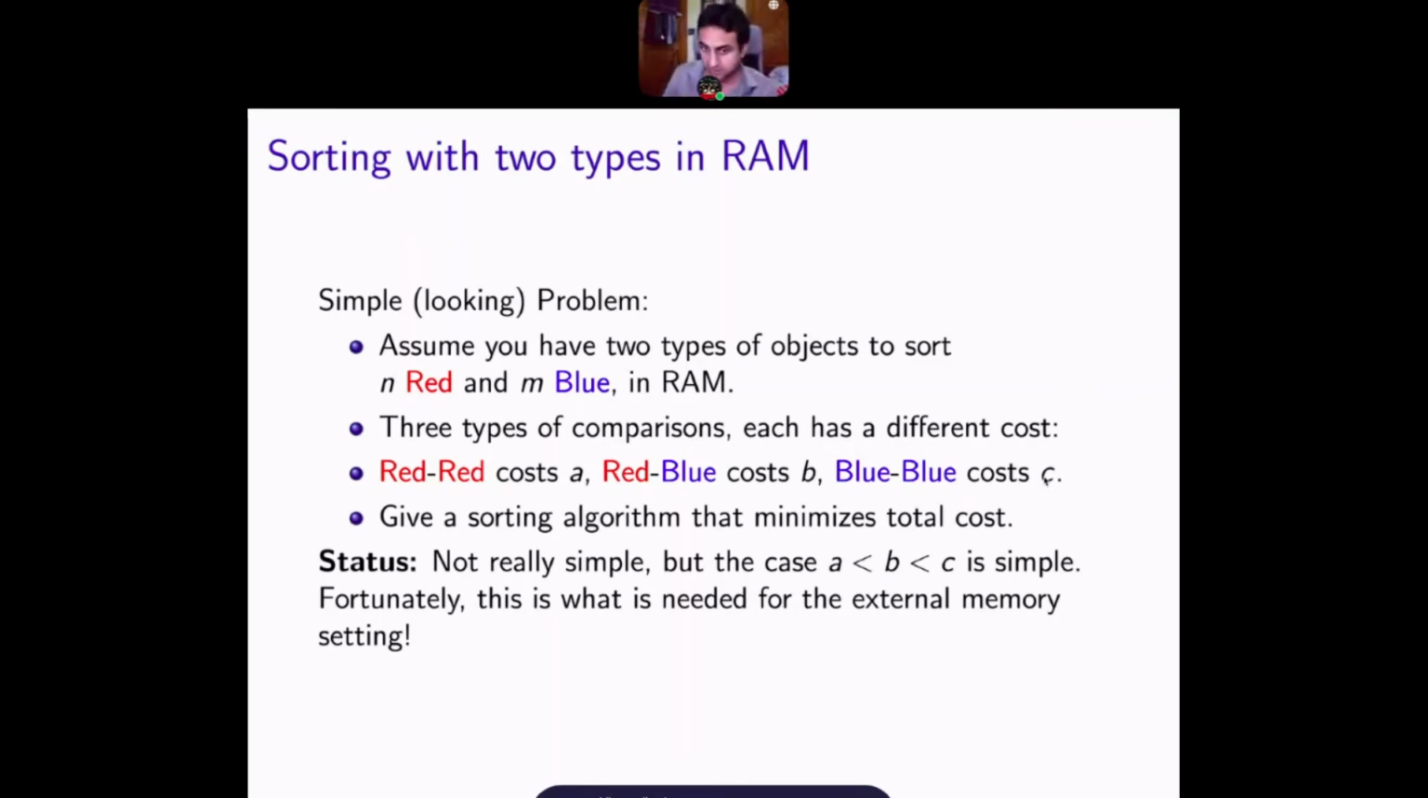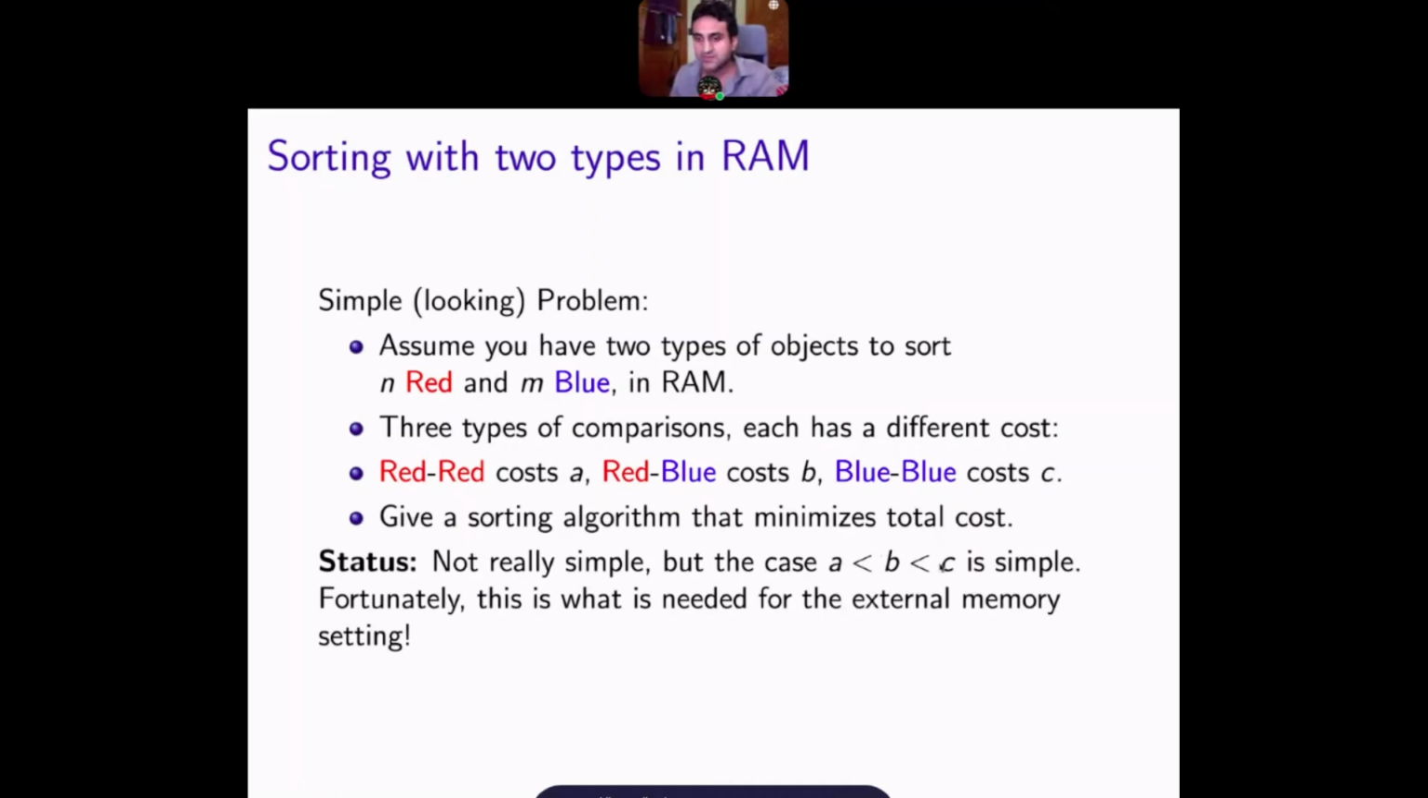So I'll show in a moment how, for general values of A, B, and C, this problem is actually pretty technical. But the important thing for us is that we really care about the case A less than B less than C. Because in external memory, we'll have these small keys, which you can bring many of into memory and which give you a better comparison. Or you can compare a small key to a large key, which won't give you as much information. Or you can compare two large keys, which, again, per I/O gives you the least information.